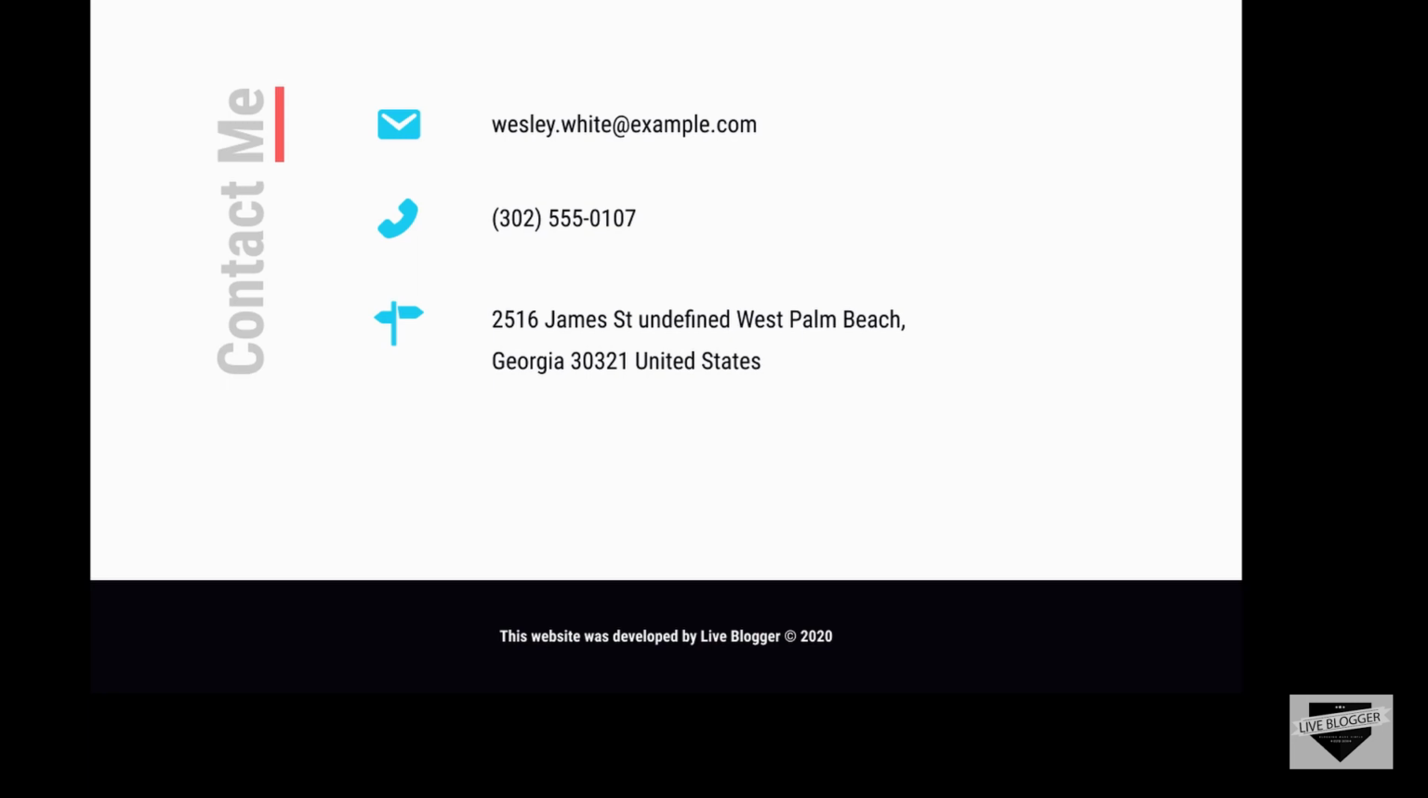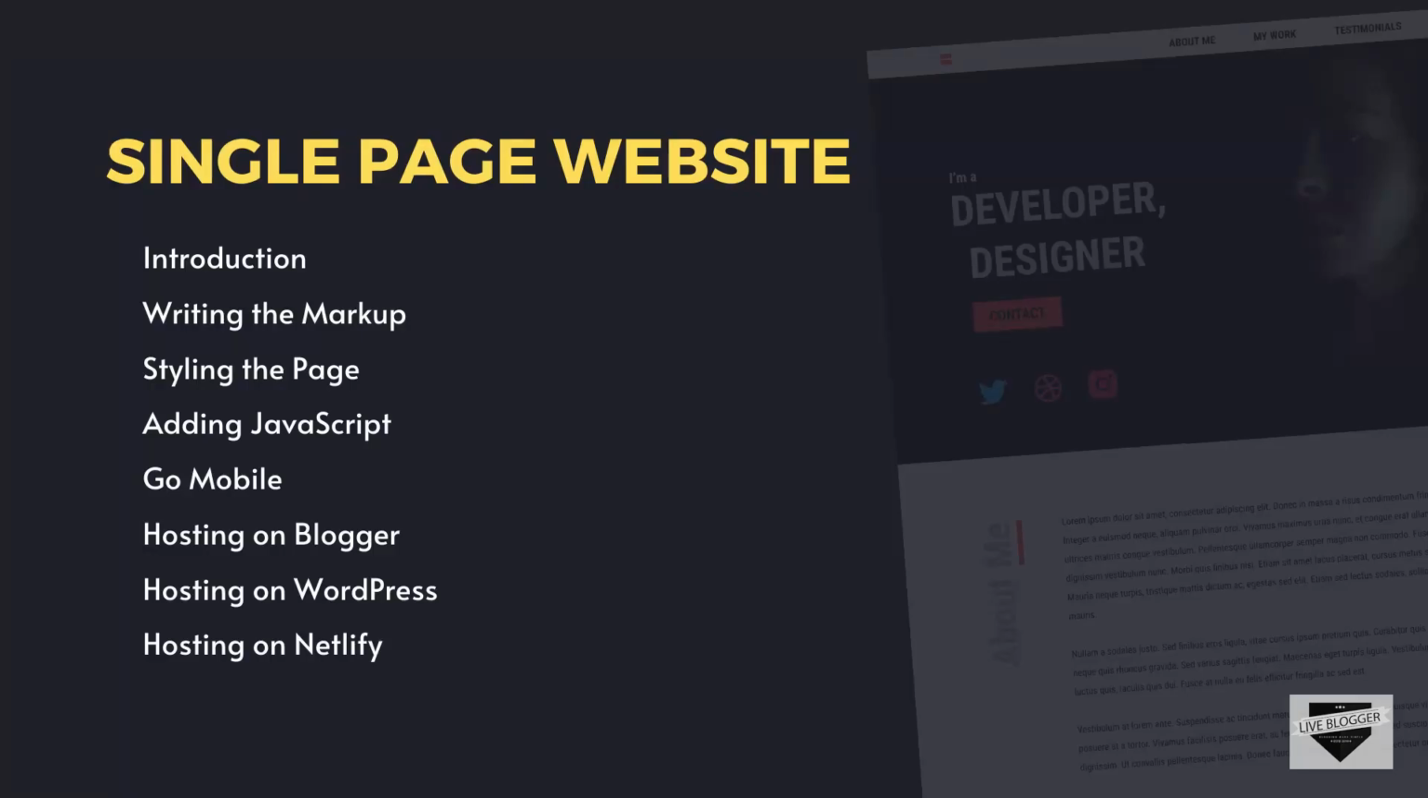Now let's take a look at the layout of our course. This course will be divided into different sections. The first section is the introduction. So you are watching the introduction right now. And next we have writing the markup. So in this section we will write the markup of our single page website using HTML. And the next section we have is styling the page. In this section we will write the styles of our website using CSS.